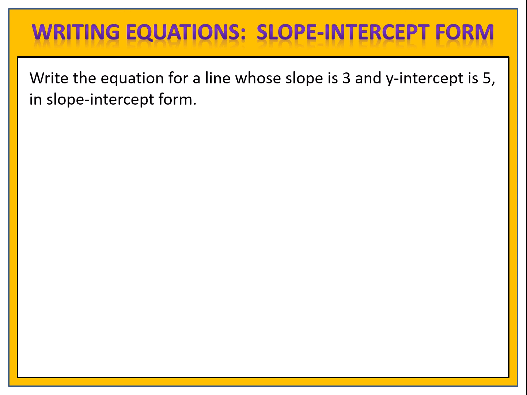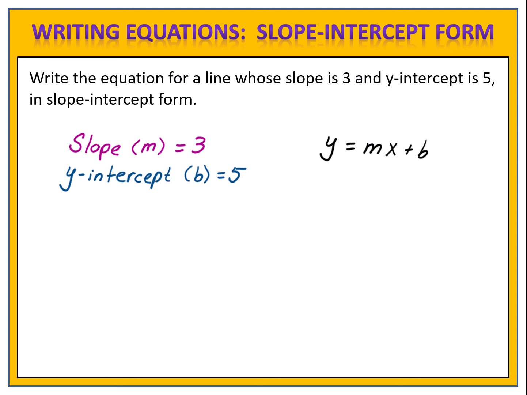In our first example, we want to write the equation for a line whose slope is 3 and the y-intercept is 5. We want to write the equation in slope-intercept form, which means it's going to have the form y equals mx plus b. In the problem, they tell us that the slope, or the m, is equal to 3. They also tell us that the y-intercept, or the b value, is equal to 5. We can substitute these numbers in place of m and b in the equation. When we do so, we have y equals m is 3, x, plus b is 5. So the equation of the line that has a slope of 3 and a y-intercept of 5 is y equals 3x plus 5.